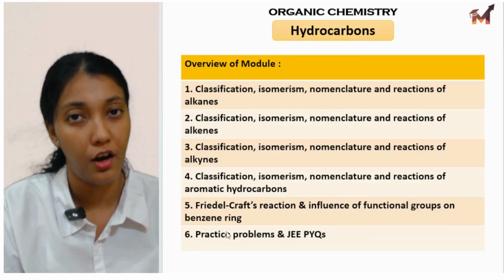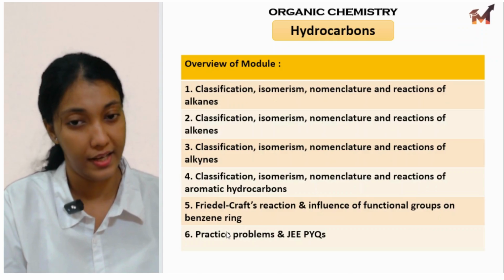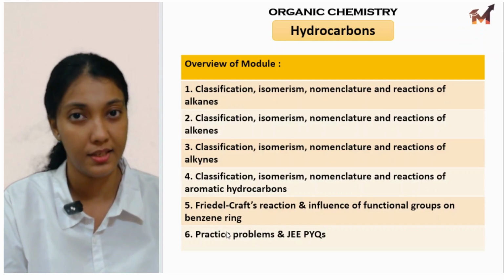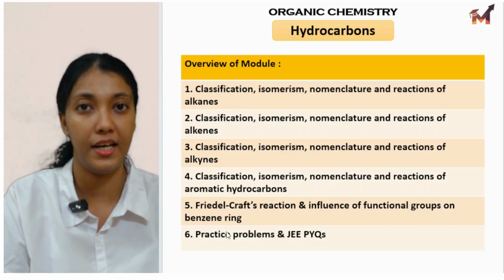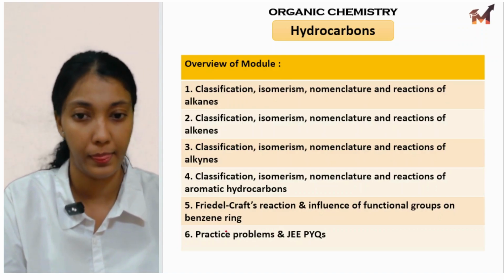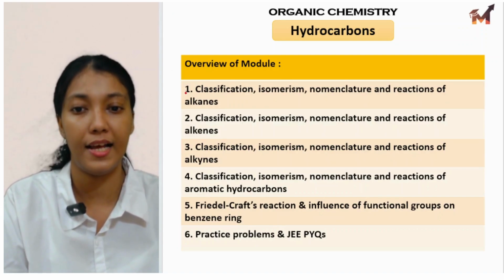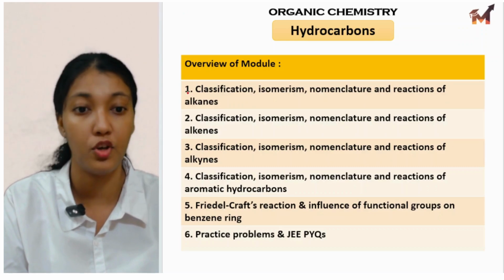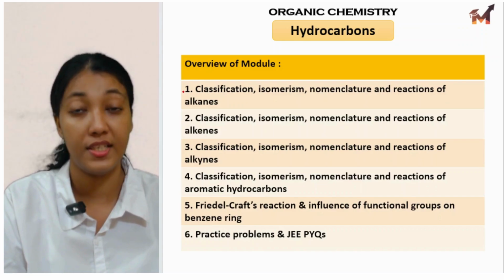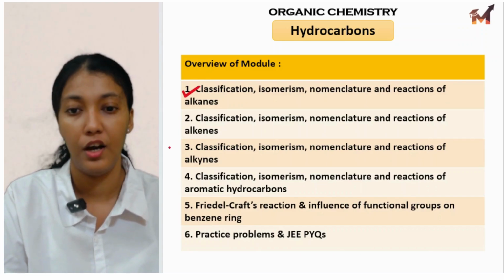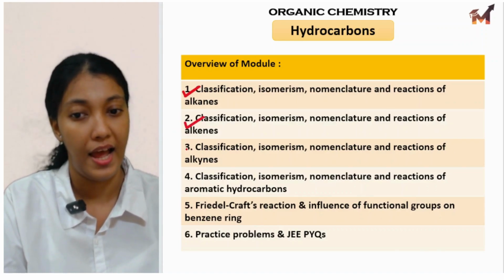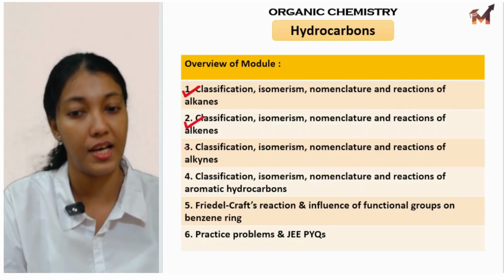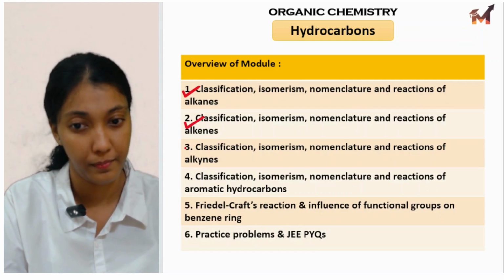The last topic of class 11 and of organic chemistry is hydrocarbons. इसका भी एक idea था हमारे class 10 तक, but now we will study it in a more advanced form. So let's see, we will study the classification, isomerism, nomenclature and reactions of alkanes, which is carbon-carbon single bond. The same for alkenes, which is carbon-carbon double bond. And the same for alkynes, which is carbon-carbon triple bond.